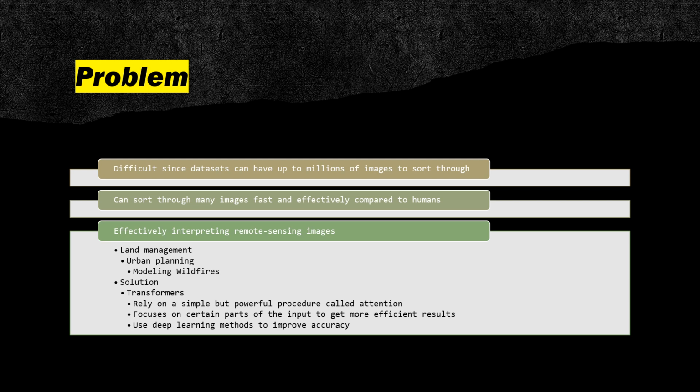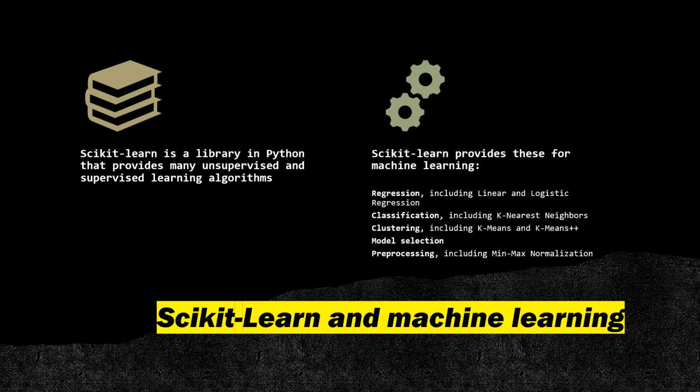Solutions are using transformers. They rely on a simple but powerful procedure called attention. They focus on certain parts of the input and get more efficient results, and they use deep learning methods to improve accuracy. We'll get into it later in the presentation, using the learning model that we used.